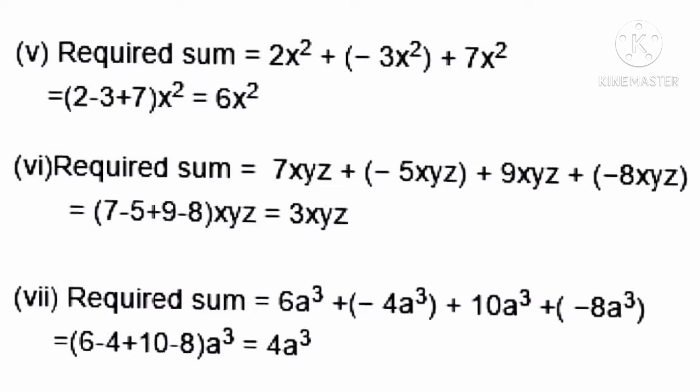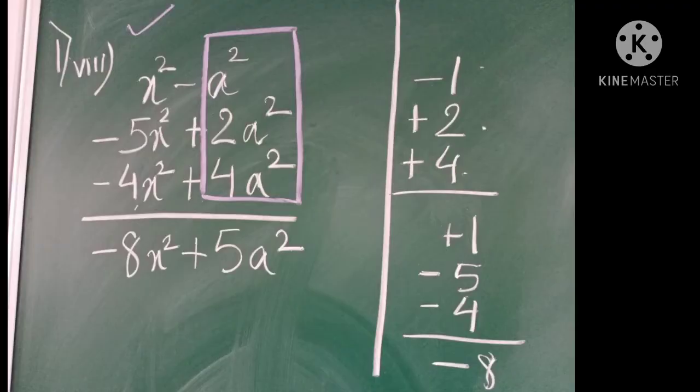So in the bracket we are writing 6 minus 4 plus 10 minus 8. So it is 16 minus 12, that is 4a cube. Now see, in the 8th question, they are binomial terms. So we are using the column method, or we are adding it vertically. So first we will always start from the right hand side.